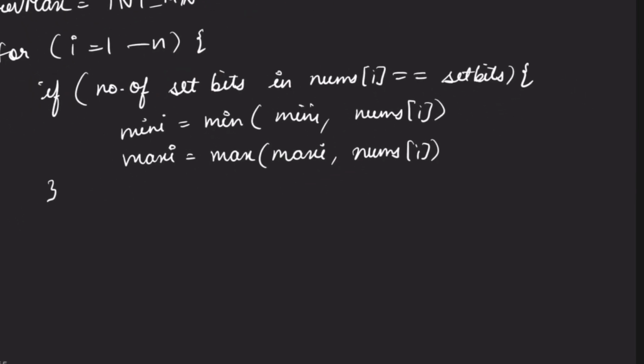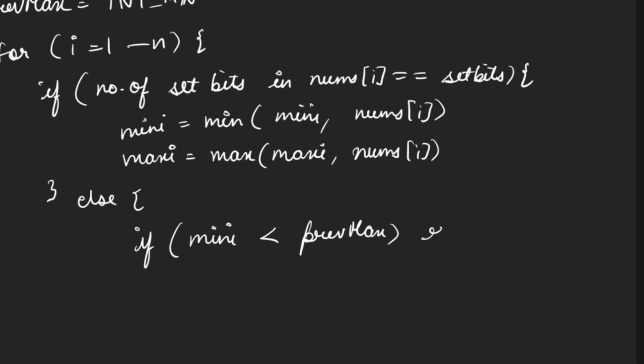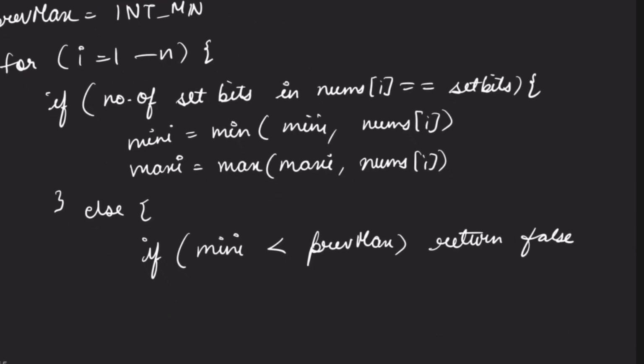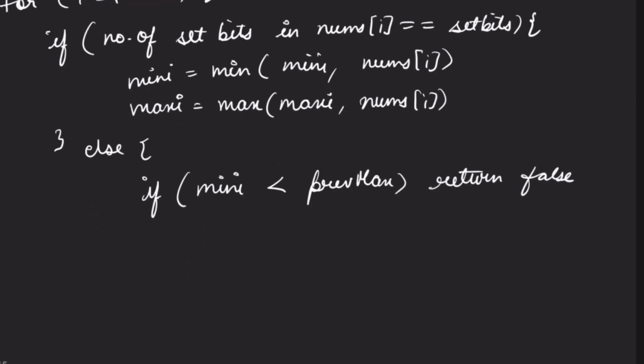So here you should check that in the else part, if the minimum of the current segment is lesser than the maximum of the previous segment, then you can simply return false here. You don't need to check for the other segments, right? Here itself your answer will become false. Otherwise, if the minimum is not less than the previous maximum, then that means these two segments can be sorted together, right? So in that case, we will update all our variables.